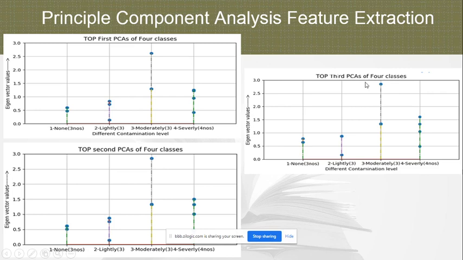What do you mean by principal component analysis? What do you mean by principal components? These principal components are nothing but the topmost eigenvectors of the image matrices. The principal components are the topmost eigenvectors of the image samples collected.